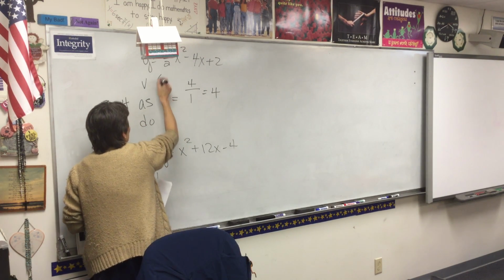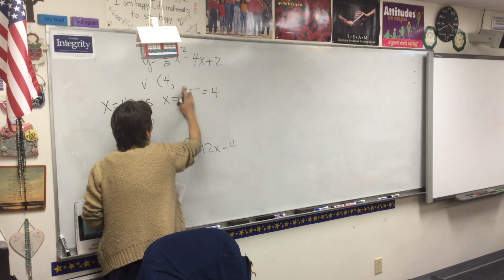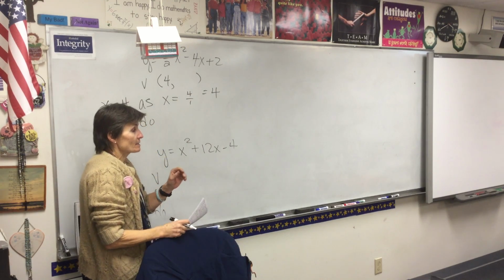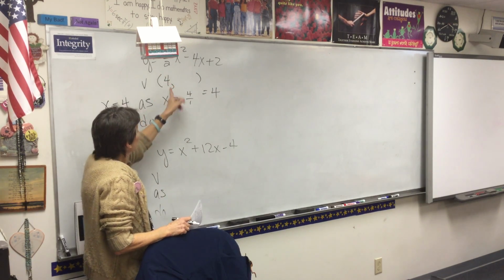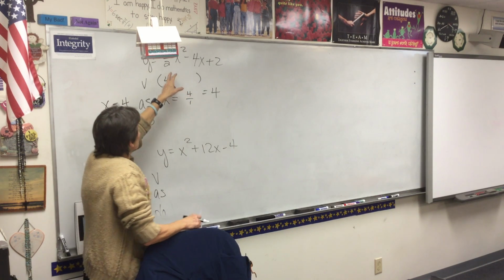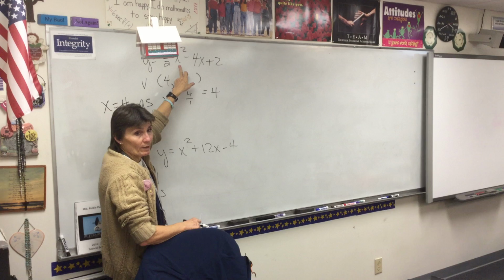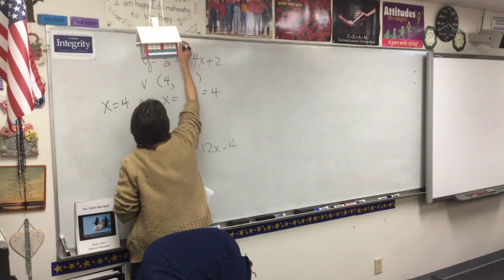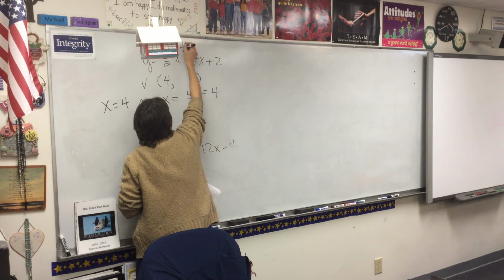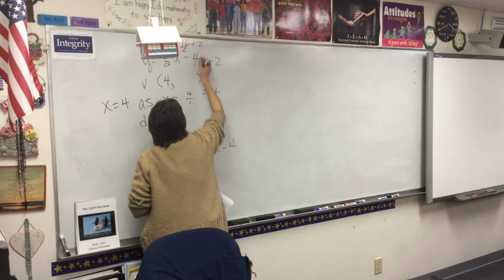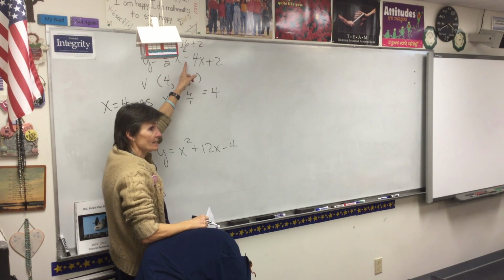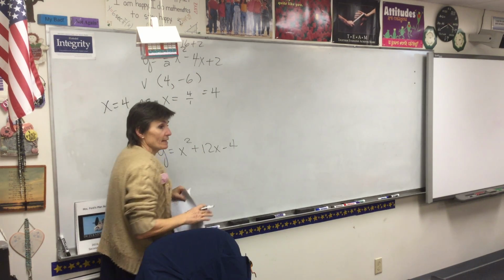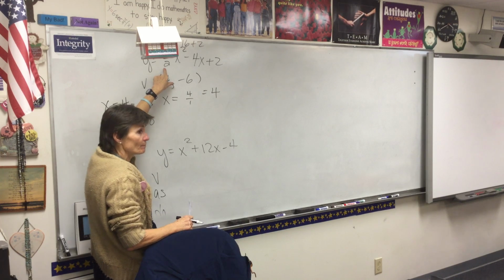Which means for the vertex, it's going to be 4 comma something, right? And to find the something, we will plug in 4. So 4 squared, remember we always square first. 16 times a half, 8. Minus 4 times 4, plus 2. So 8 minus 16 is negative 8, plus 2 would be negative 6. Which way does it open? Up.